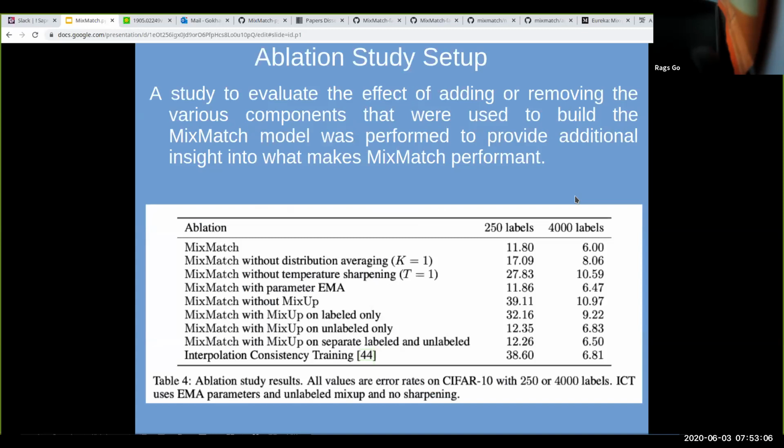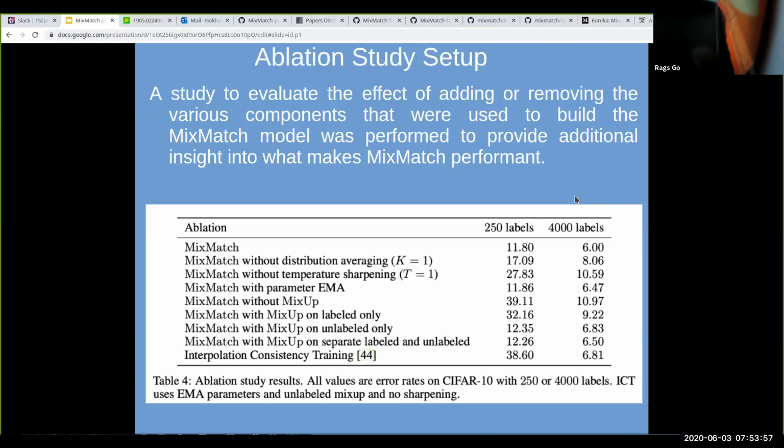And this is the ablation study setup, where I said that they talked about adding or removing additional components that they use to come to this level, to show which exact step in the algorithm performed better than the rest. So you see the first one is about the MixMatch, where it's 100% MixMatch, and it gave an error rate of 11% for 250 labels and an error rate of 6%, which is quite good, for 4,000 labels. They removed the distribution averaging or the guessed labels and set the number of transformations as one. It gave a 17% error rate. Again, with no sharpening, it gave 27%.